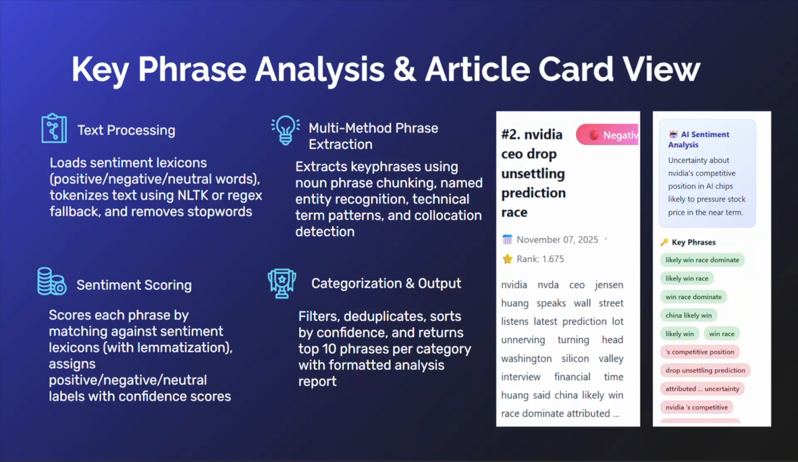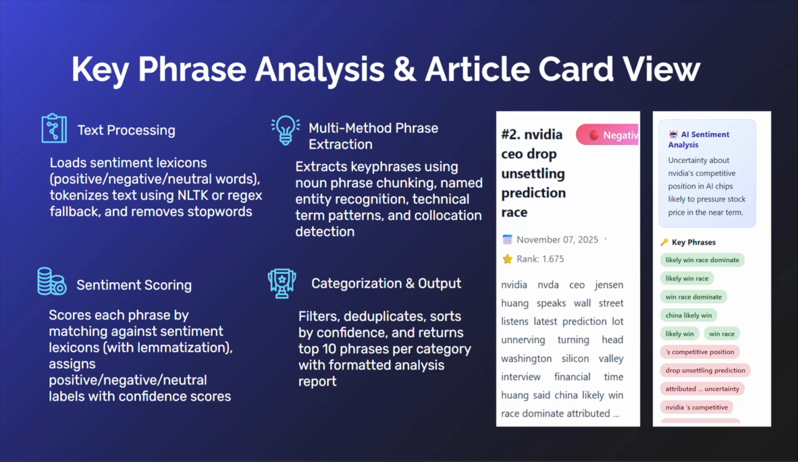The system filters candidates by length and stop word content, removes duplicates, and ranks them by sentiment confidence and phrase length. The final output organizes the top positive, neutral, and negative key phrases along with metadata about extraction methods and counts. This multi-strategy approach strikes a balance between precision and resilience when analyzing real-world financial text.